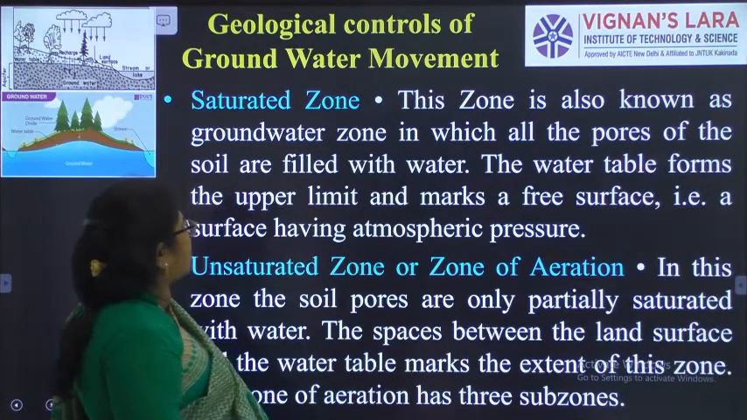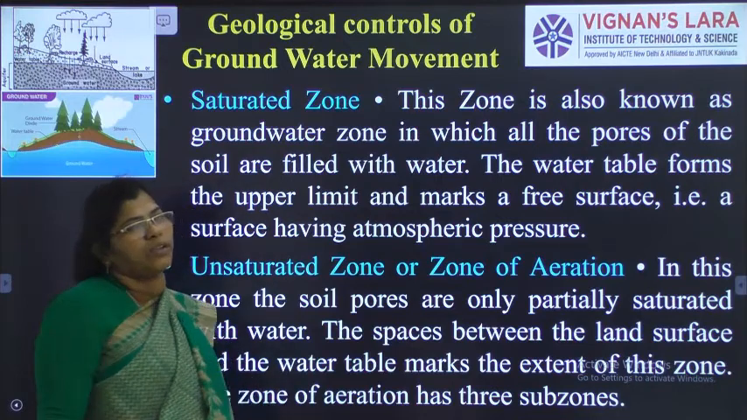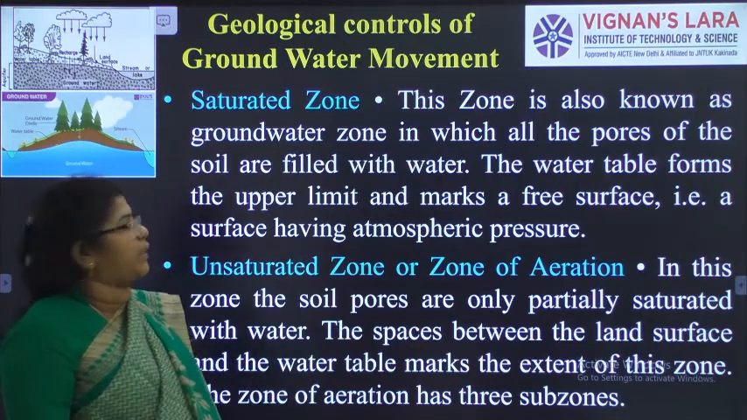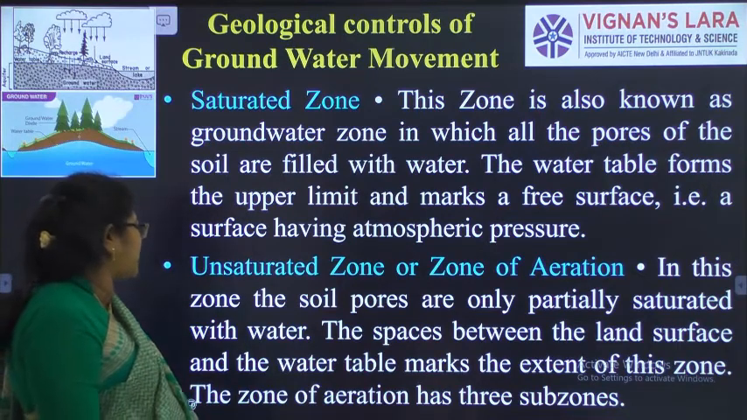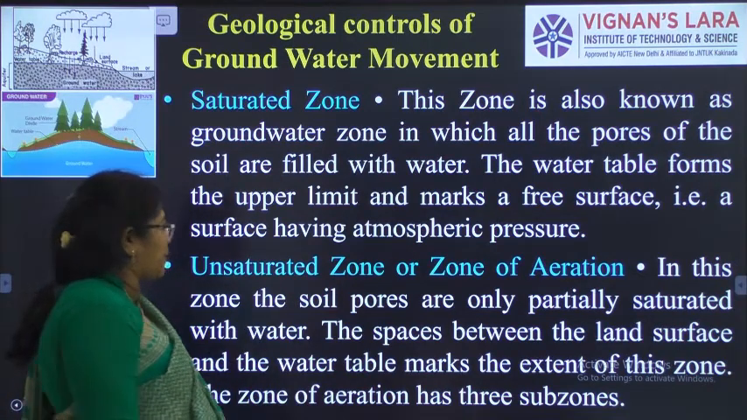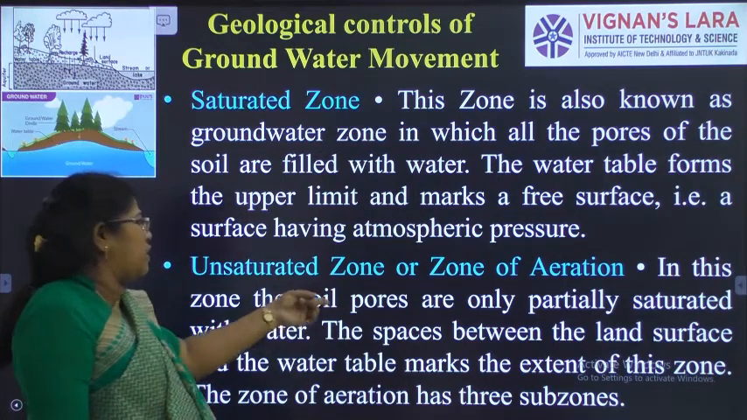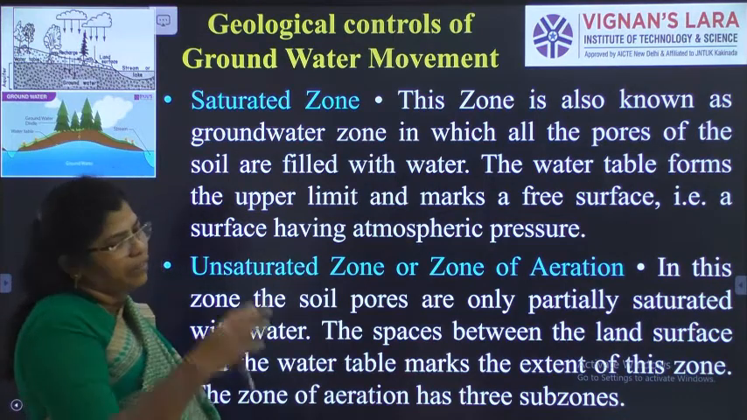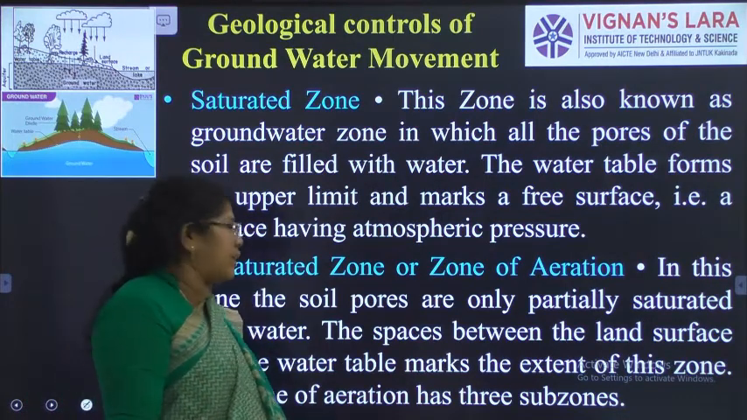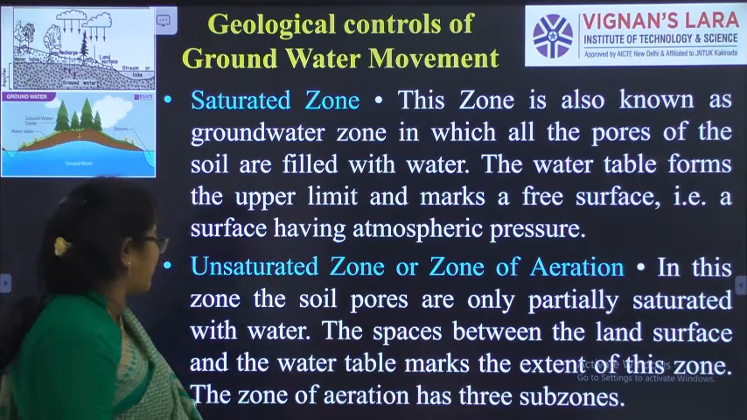Saturated zone is also known as the groundwater zone, as I have already told, where all the pores of the soil will be filled with water. The water table forms the upper limit and marks a free surface, that is a surface having the atmospheric pressure. Unsaturated zone is called the zone of aeration, in which the soil pores are only partially saturated with water. It will be infiltrated into the saturated zone. The space between the land surface and the water table marks the extent of this zone.